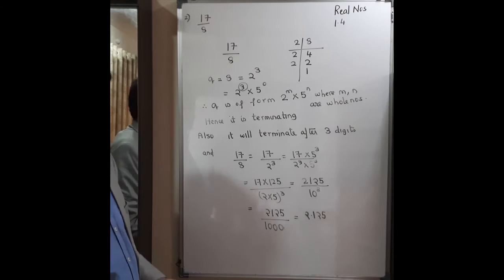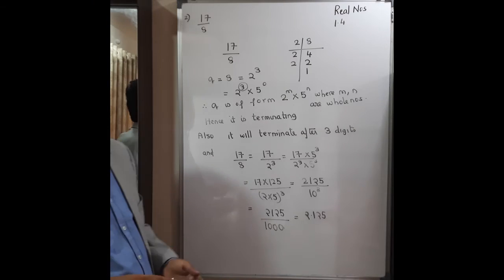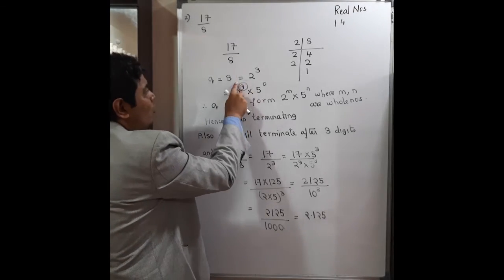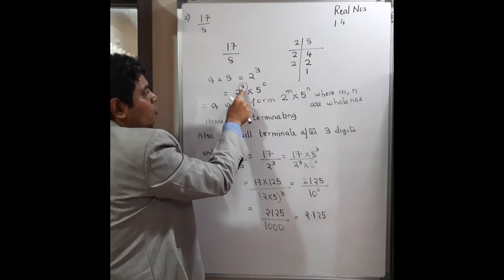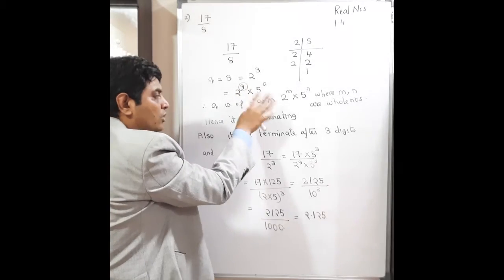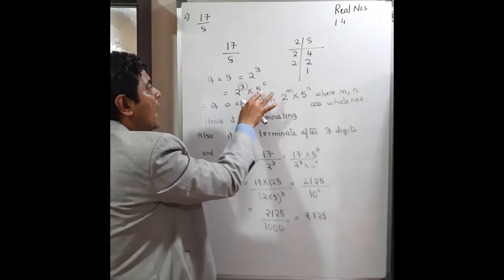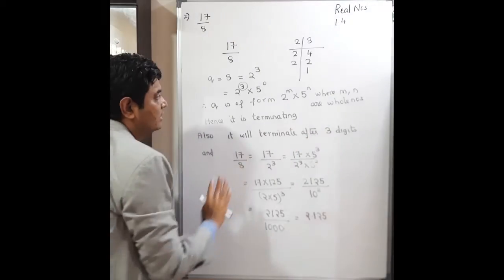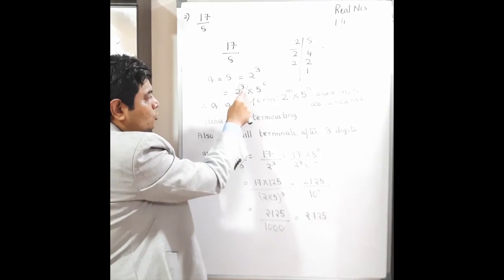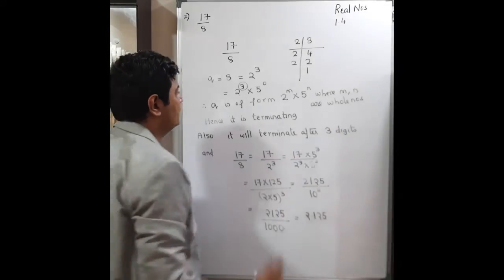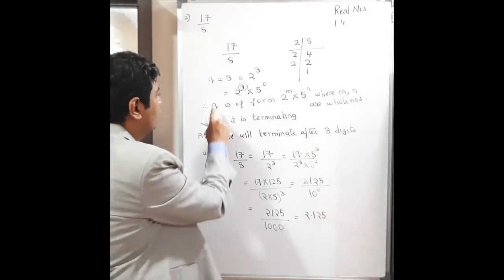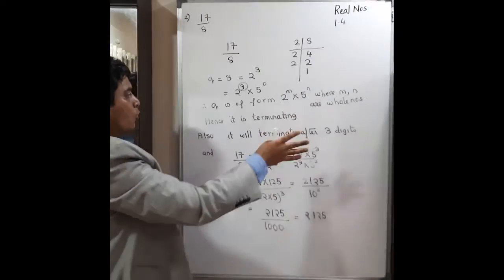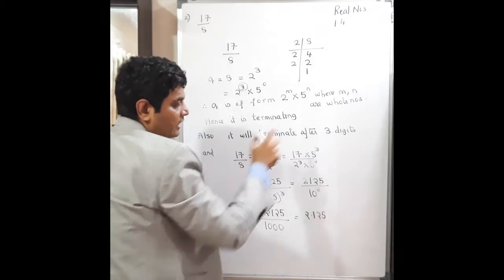Again, further to this, if it is asked after how many digits it will terminate, out of 2 and 5 you have only 2 here. So what is the power of 2? 3. If both 2 and 5 are there, then whichever is the higher power, that will be the number of digits after which it will terminate. So you have 2 raised to 3, so it will terminate after 3 digits.